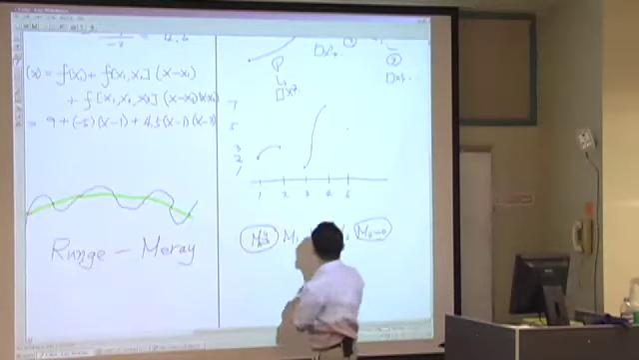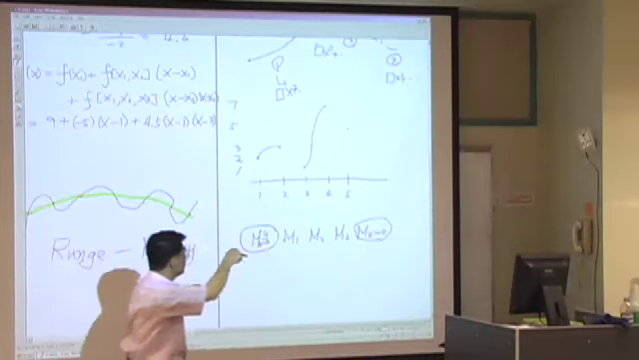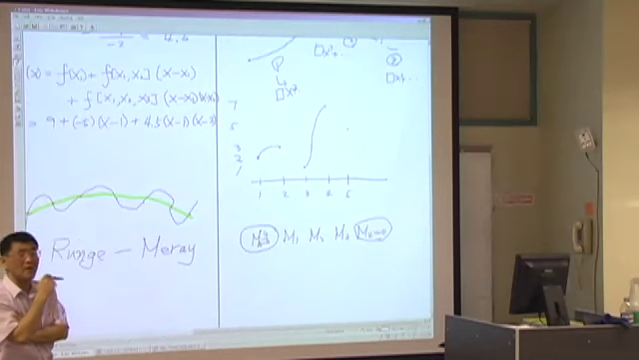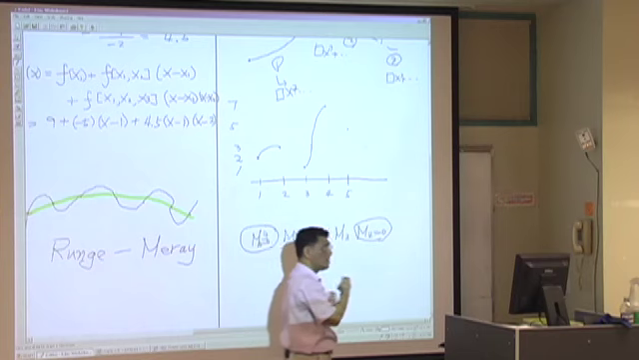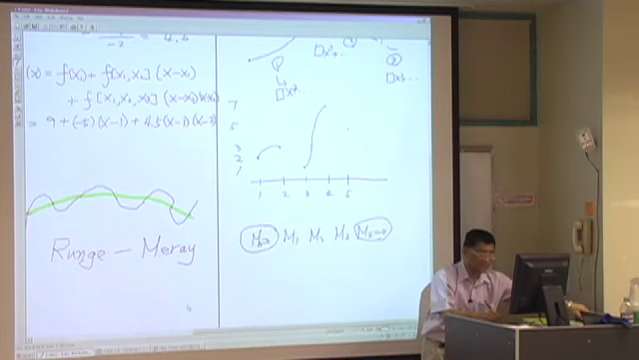These two numbers are zeros, and we impose the condition on M1, M2, M3. We don't know what M1, M2, M3 are, so we should determine M1, M2, M3. How can you determine them? We should solve a linear system.